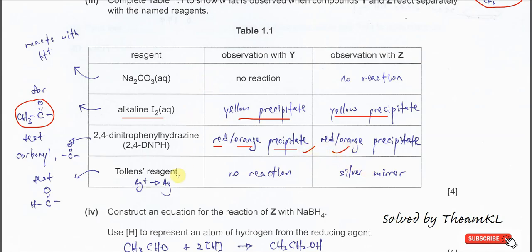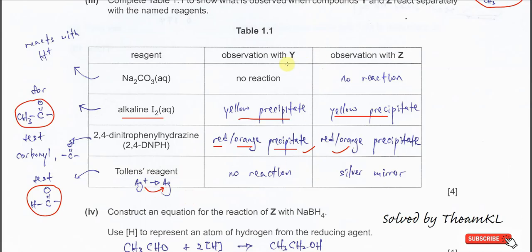So the last reagent is the one that distinguishes them, right? If we want to know the difference between Y and Z, we can use Fehling's reagent or Tollens' reagent. Because Tollens' reagent is specially for the aldehyde. So whenever you see CHO, this aldehyde will react with the Tollens' reagent, and it will reduce the silver ion to silver.